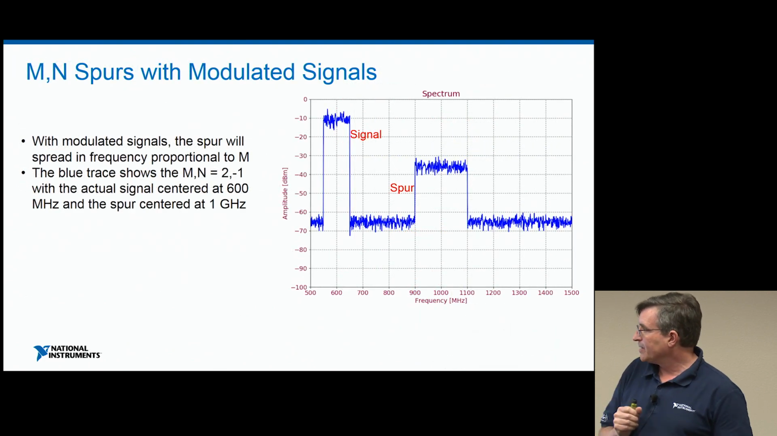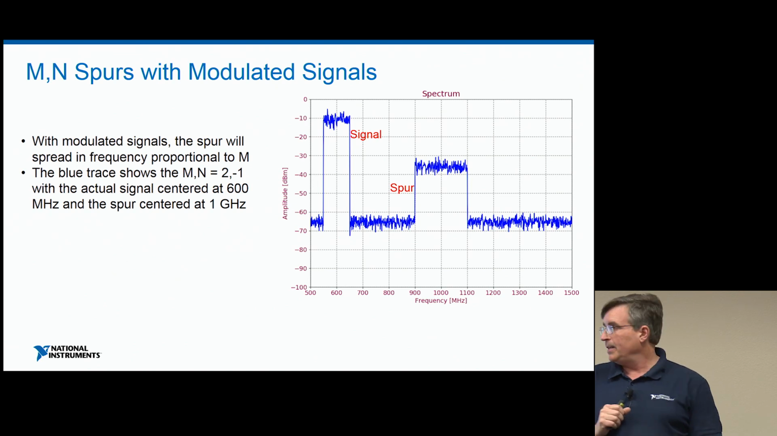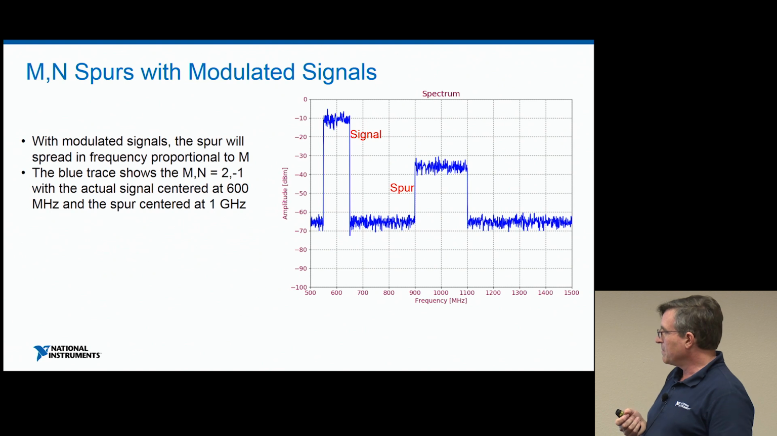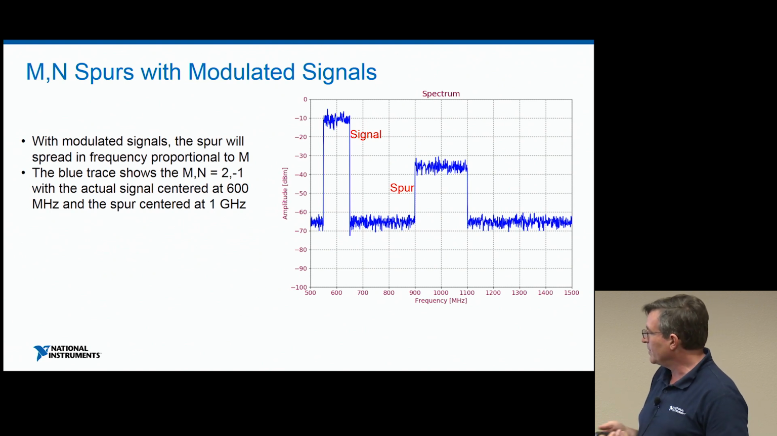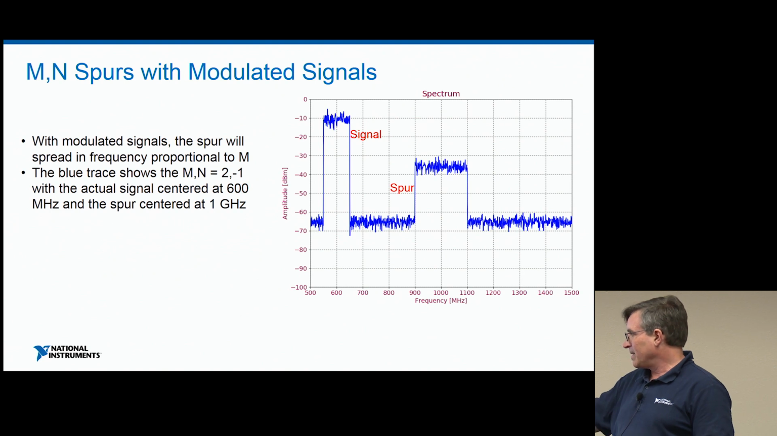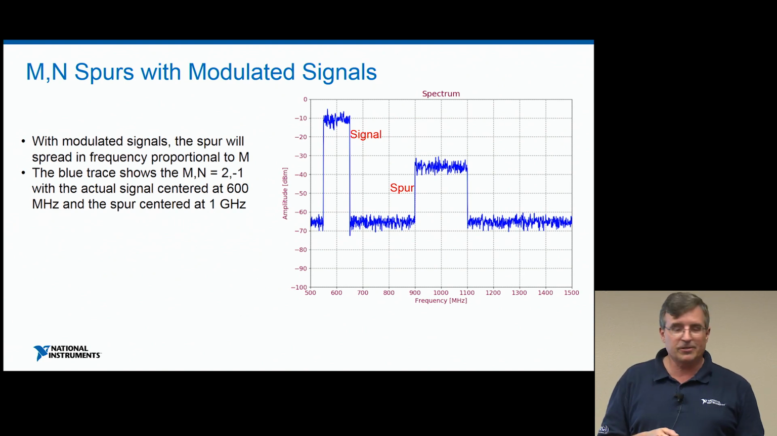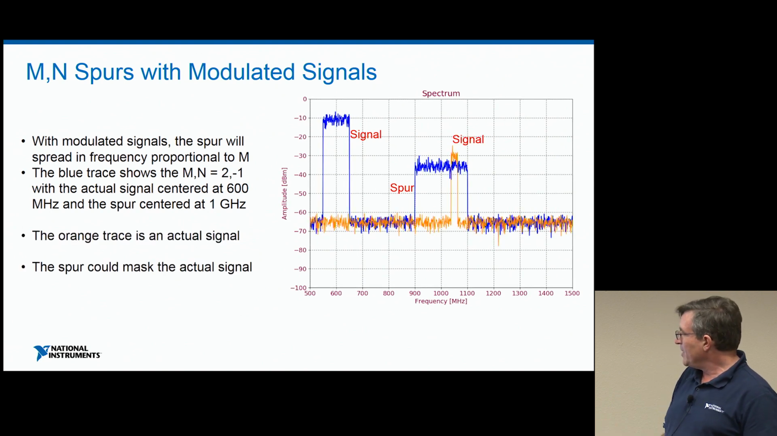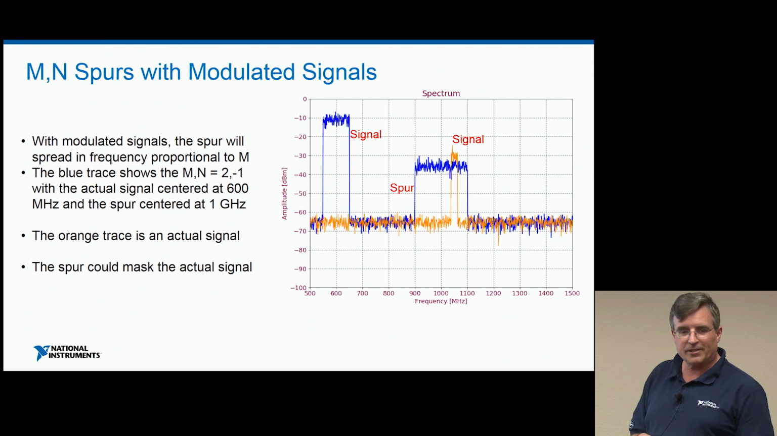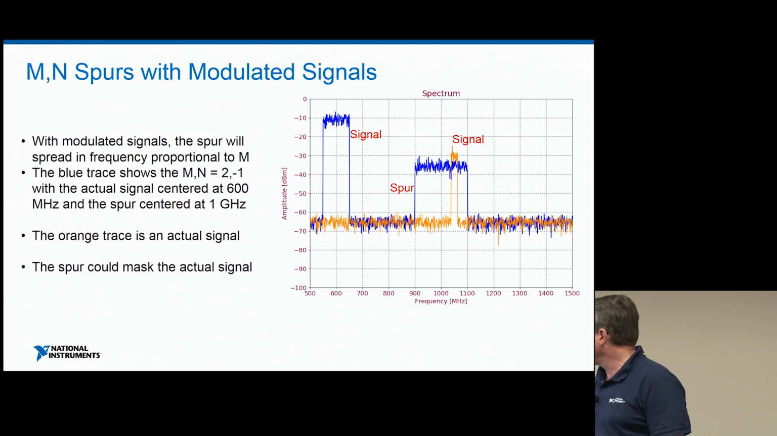Another thing to keep in mind is that with modulated signals, the spur's bandwidth will increase by the order of the RF harmonic, in this case 2. So here I'm showing that same kind of thing: a 600 megahertz tone with 100 megahertz of bandwidth on it. The spur at a gigahertz now has 200 megahertz of bandwidth. And if you're trying to make a measurement of a signal that's nearby, your spur could be masking it, so something to keep in mind.